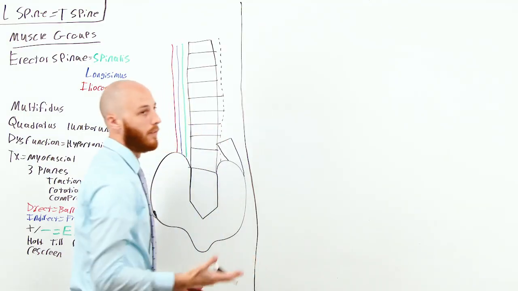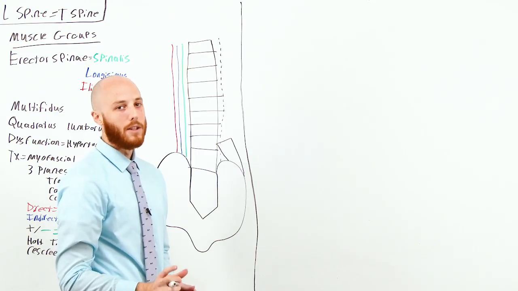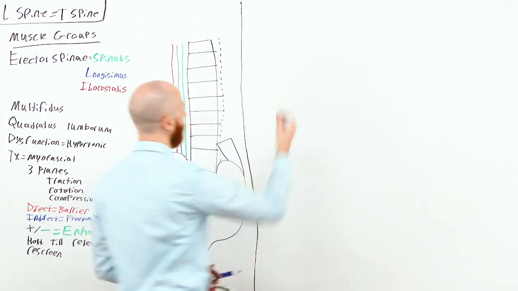And this is part 3 of the lecture. This muscle is a boards favorite. It always shows up. It's the psoas muscle.